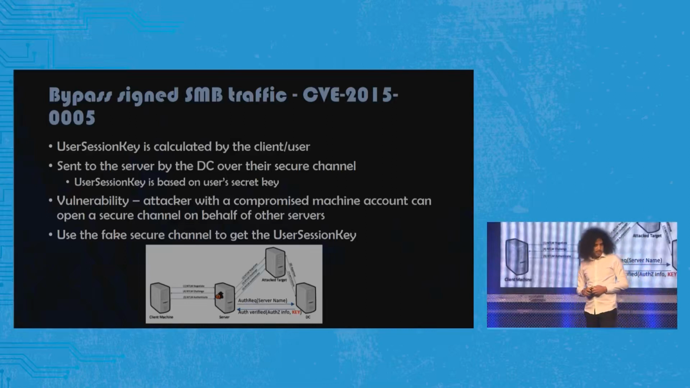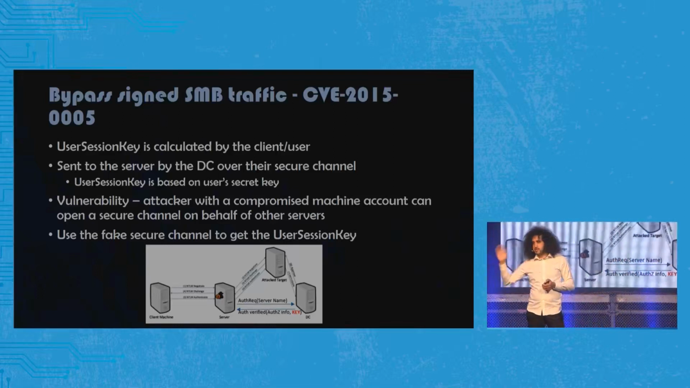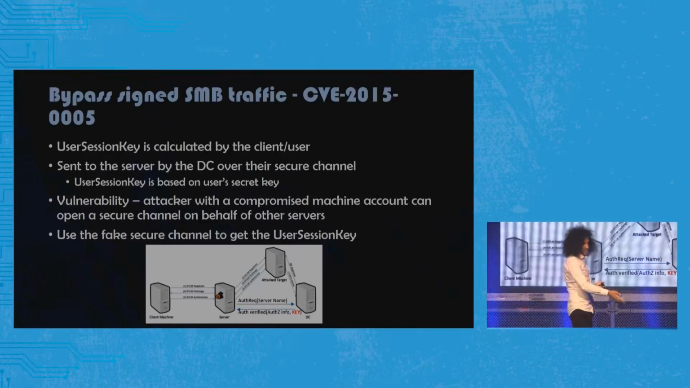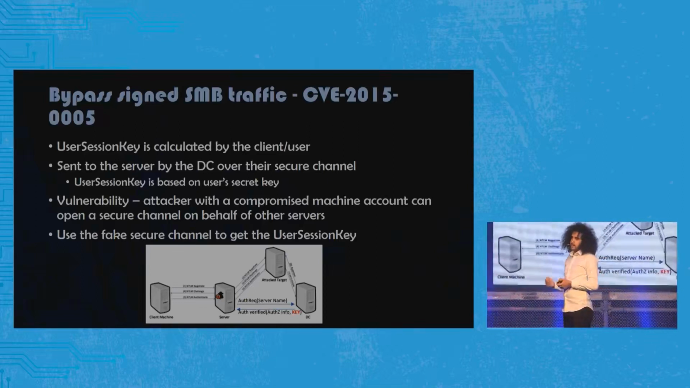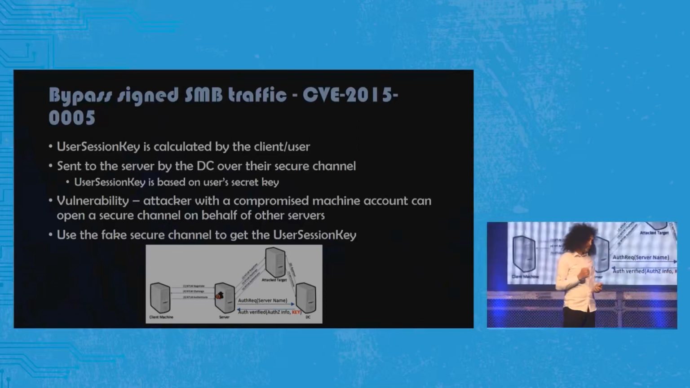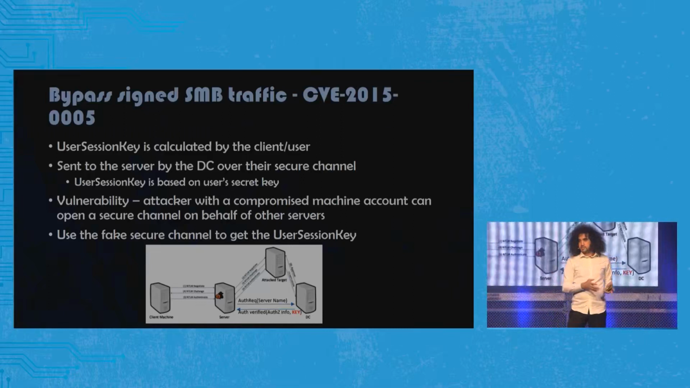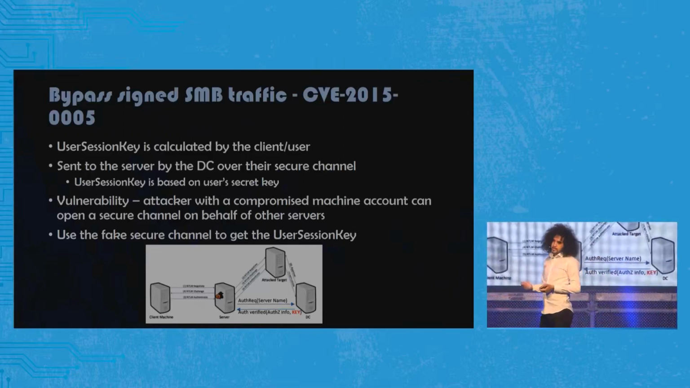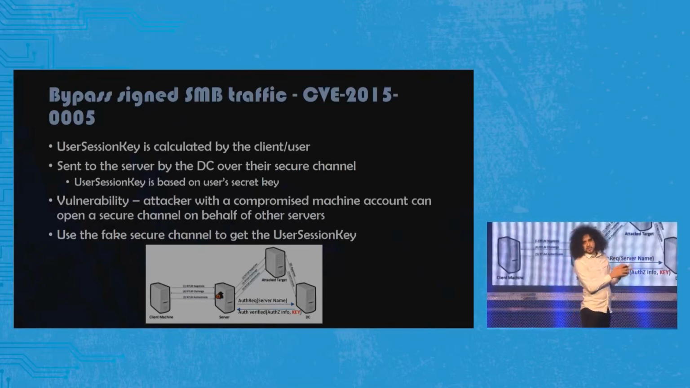According to this CVE, there was a vulnerability that attackers who own a computer account in your domain can actually open a secure channel on behalf of other servers. Meaning that if I've compromised one computer account in your domain, such as in the recon phase, the attackers can use this account to open a secure channel on behalf of their target sensitive server, and use this secure channel to obtain the user session key in order to encrypt the traffic to that server, and by that, move laterally to that sensitive server.